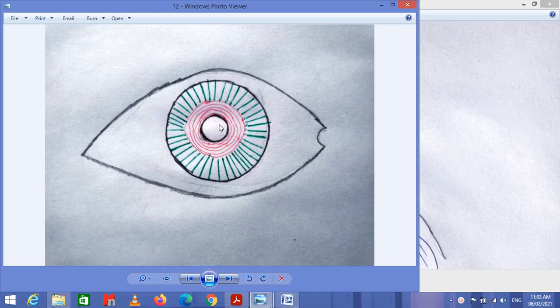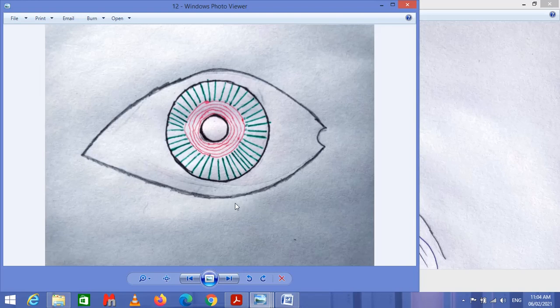The radial muscles contain the alpha 1 receptors, and when the sympathetic nervous system is activated, the alpha 1 receptors are activated. When the alpha 1 receptors get activated, the diameter of these muscles becomes less. These muscles are contracted, and when these muscles are contracted, the pupil becomes dilated. The dilation of the pupil is called mydriasis.